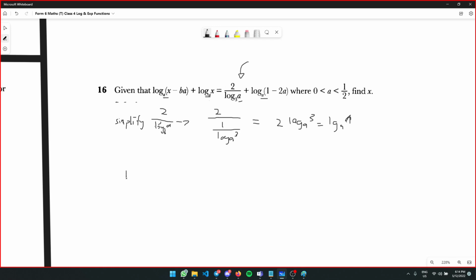Then we copy back the question. log a x minus 9a plus log a x equals log a 9 plus log a 1 minus 2. Then what else can we do? We can actually make this into, okay, let me see that.